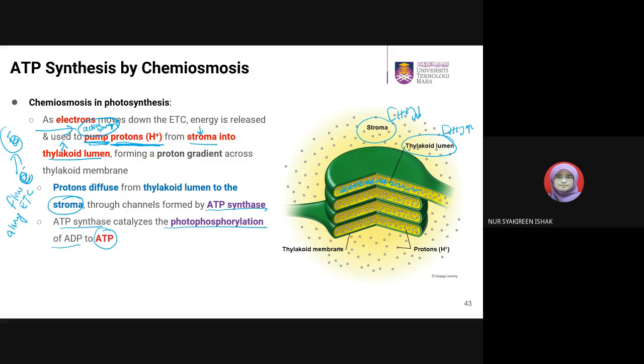to ATP. Kalau untuk proses fotosintesis, penghasilan ATP tu kita tambah dia foto kat depan. Sebab apa? Dia melibatkan light energy lah. Okay. Tapi kalau proses cellular respiration, chemiosmosis, kita namakan dia apa? Ingat hari tu? Oxidative phosphorylation ataupun substrate level phosphorylation. Tapi kalau untuk photosynthesis, photophosphorylation. Okay.